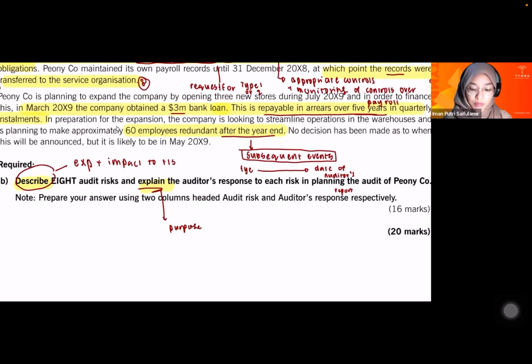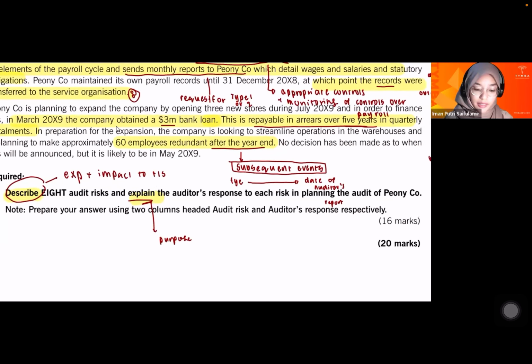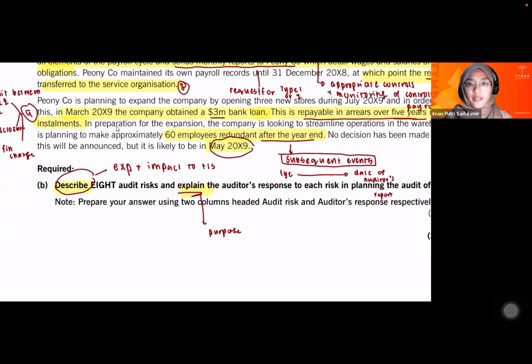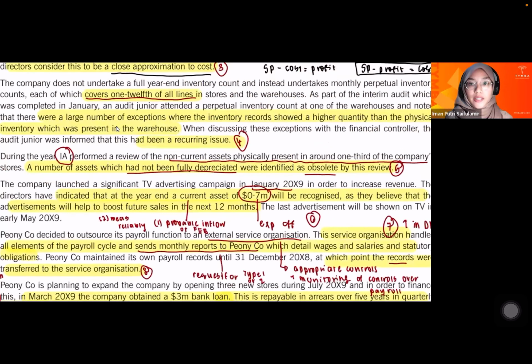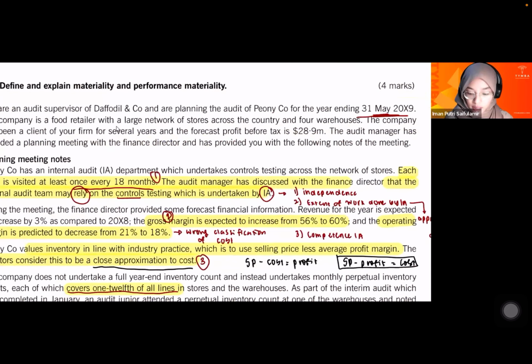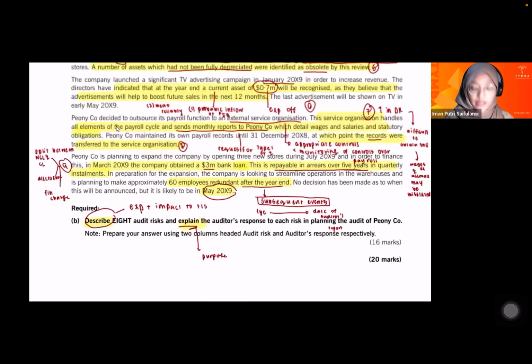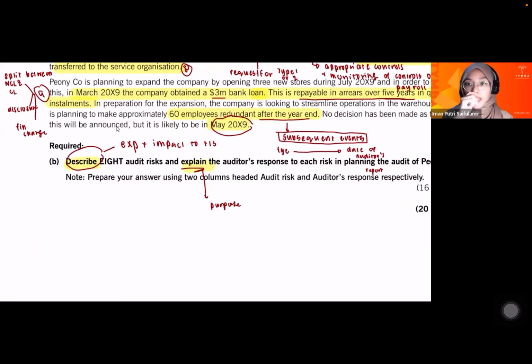No decision has been made as to when this will be announced. It is likely to be in May 2009. So we have to actually look into this date. Is it before the year end or when is it? The year end in this case is 31st May 2009. So basically they are planning to make the announcement in May 2009, which is before the year end. So this is the last point here.